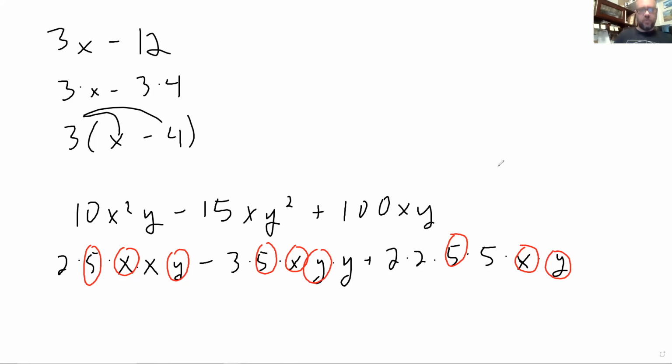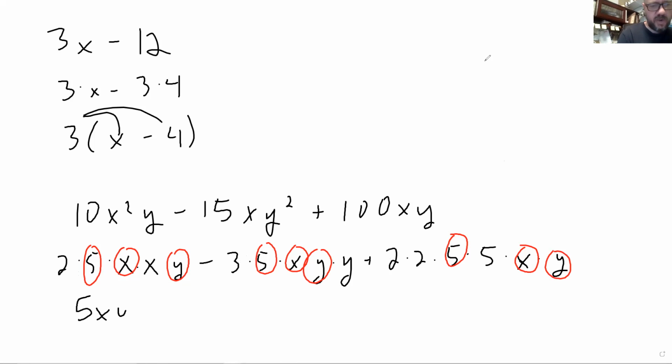And there's nothing else. So when I look at the stuff I didn't circle, I've got a 2 and an x, and a 3 and a y, two 2s and a 5. And none of those things are common to all 3 of the terms. Right, and so I've got everything I can pull out. So the most I can pull out here is a 5xy. So that's what I'm going to do. I'm going to pull 5xy out.